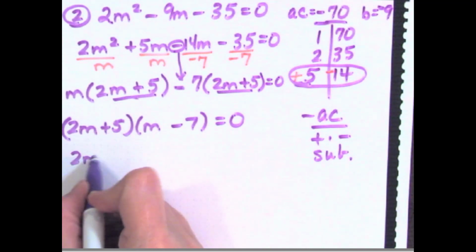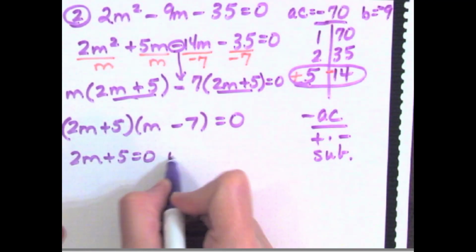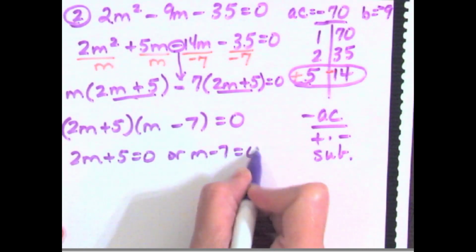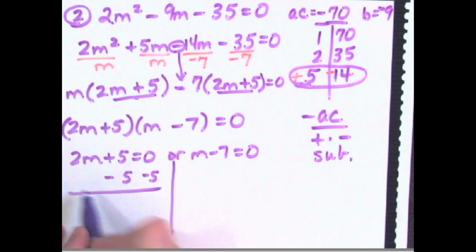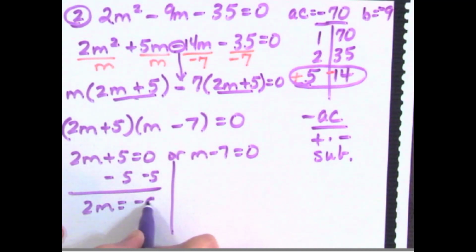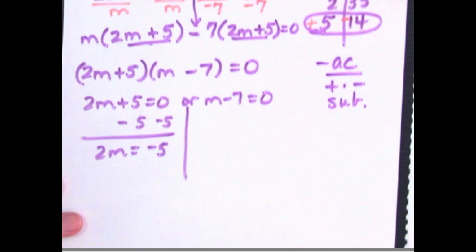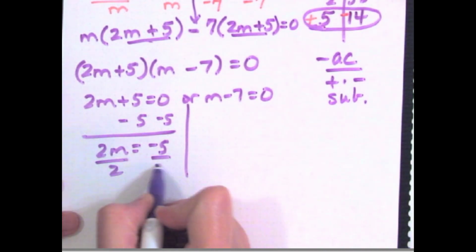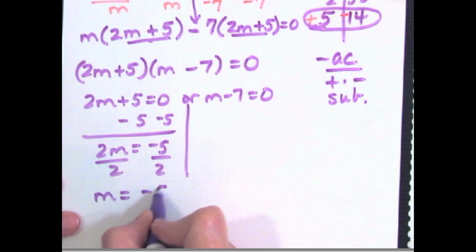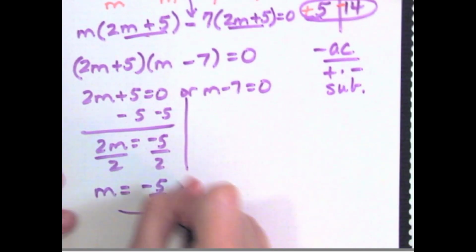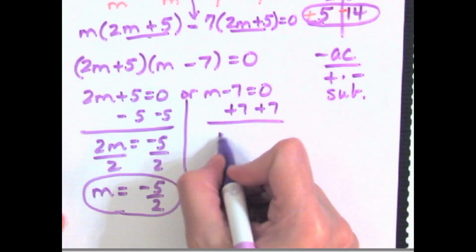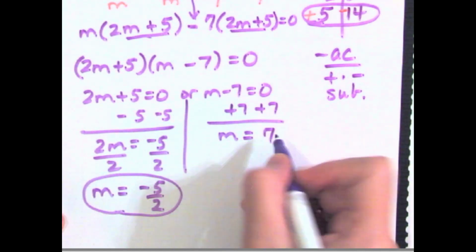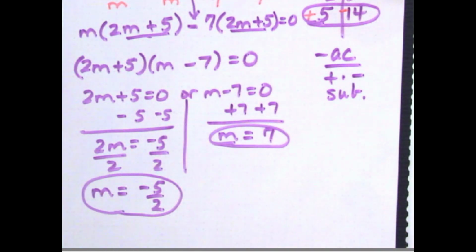Okay, now either 2m plus 5 equals 0 or m minus 7 equals 0. On the left, we'll subtract 5 from both sides. That'll be 2m equals negative 5. And then we'll divide both sides by 2 and get m is negative 5/2. So that's one of our answers. Over here, we'll just add 7, and that'll be m is equal to 7. So our answers are negative 5/2 or 7.